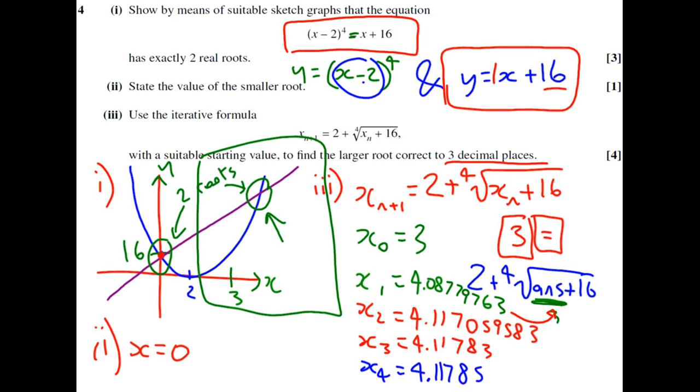4.11785 again. Yeah, and it's not changing to 3 decimal places. You can always check yourself, make yourself sure by continually pressing equals. We can see that these are rounding to 4.118. Okay, 4.118. That's your answer. Right, that's question 4 done, to 3 decimal places. Moving on to question 5.